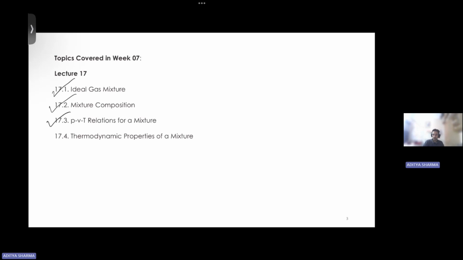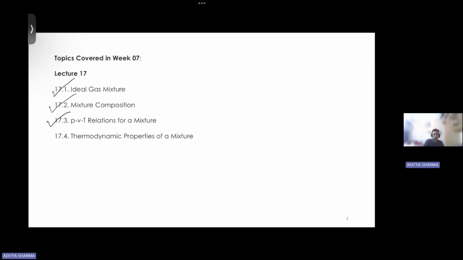if a mixture is considered as a single entity, we can use the ideal gas equation in that case and work out the different properties of a mixture in whole. Okay, so that can be done using the ideal gas equation for a mixture. That is possible.